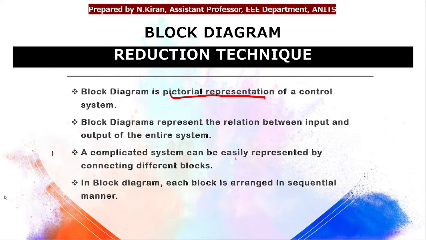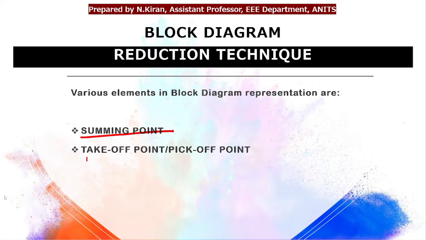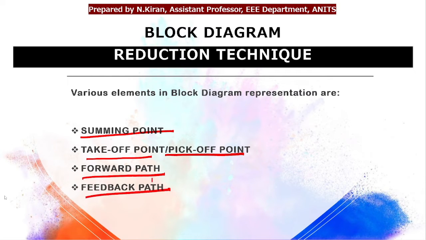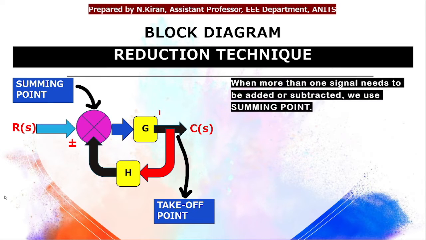The various elements that we are going to use in block diagram reduction technique: first one is a summing point, second is a takeoff point or a pickoff point, thirdly forward path, and lastly fourth is a feedback path. We'll see one by one what is the significance of each element. Summing point: when I need to add or subtract more than one signal, then we use this summing point. It is generally represented in this manner.